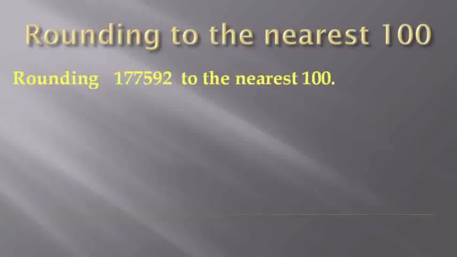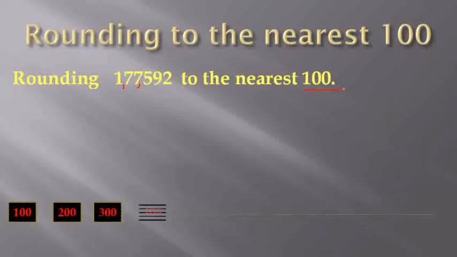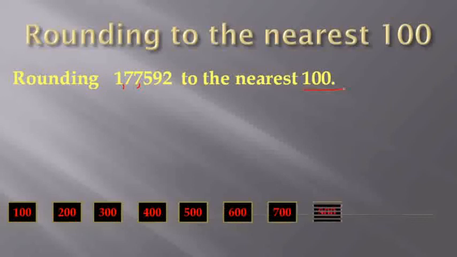Next example is rounding 1,77,592 to the nearest 100. So again repeat the process. Write multiples of 100: 100, 200, 300, 400, 500, 600, 700, 800, 900 and 1000. Now just check the last three digits, which is 592. It is greater than 500 and smaller than 600, so it will lie between 500 and 600.